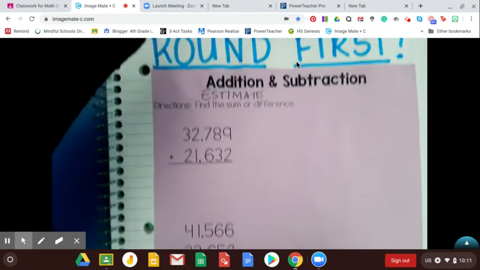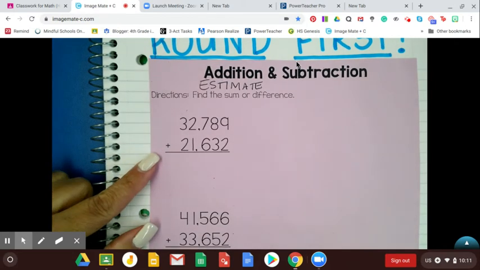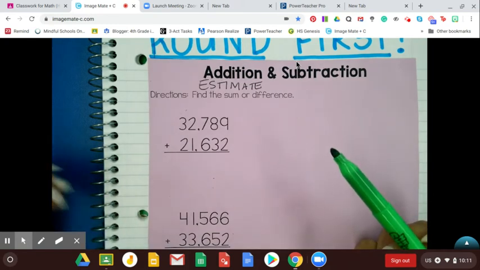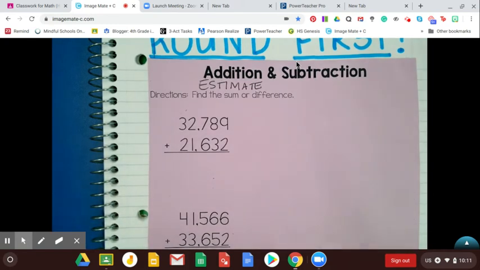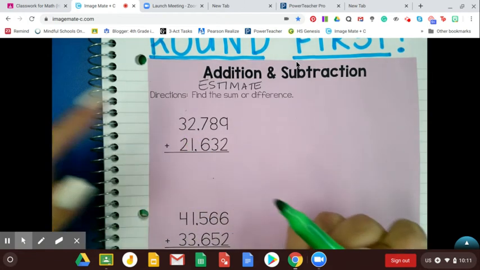Okay, don't get caught up in the mistake of subtracting when you're supposed to add or adding when you're supposed to subtract, right? Always watch your signs. The next thing you want to do is ask yourself, well, what place do they want me to round to? Now, they don't tell us, do they? So the cool thing is when they don't tell you, you just go to the very largest place value and round to that one. It's just easier.